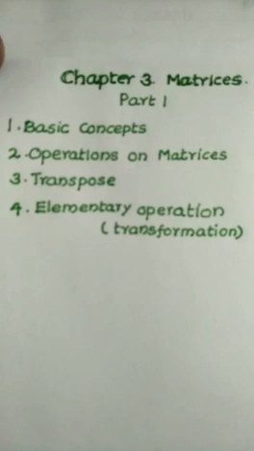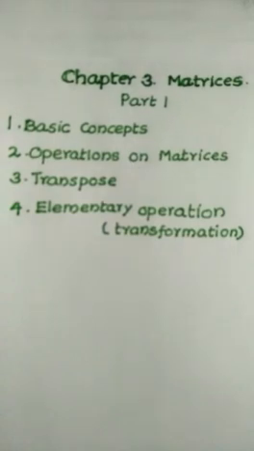I am explaining chapter 3, matrices, a very simple chapter. And what is a matrix? It contains basic concepts, operations on matrices, transpose, elementary operations. These are the four concepts in matrices. First, what is meant by a matrix?